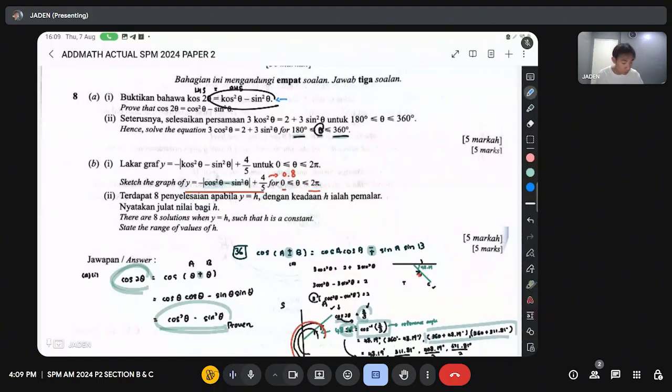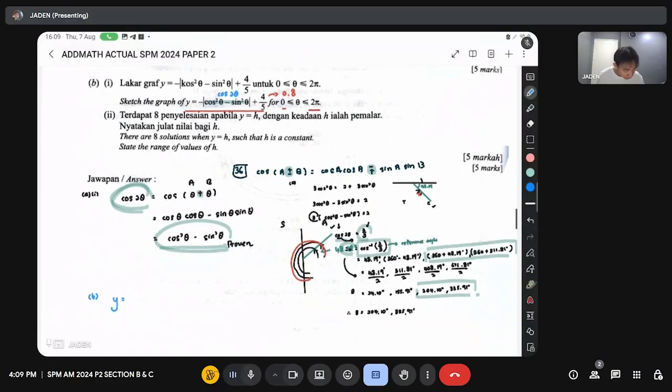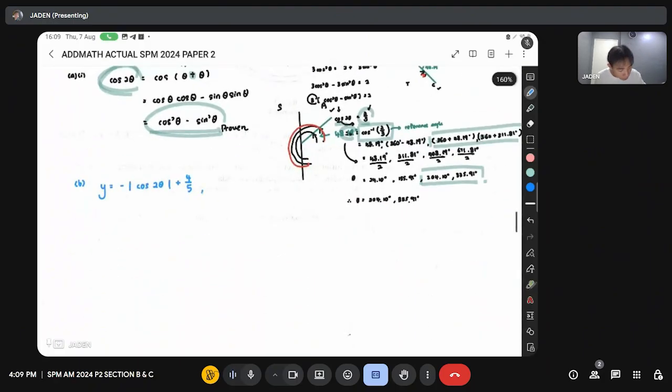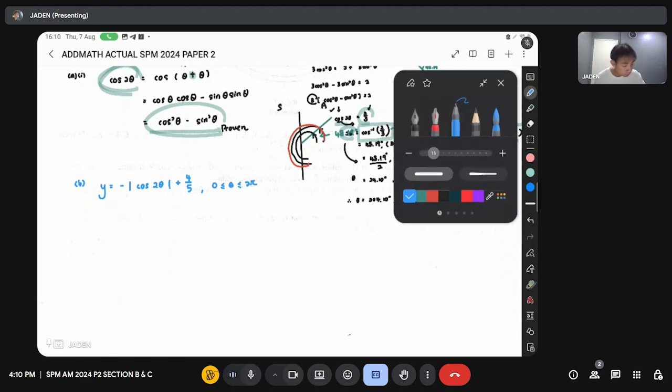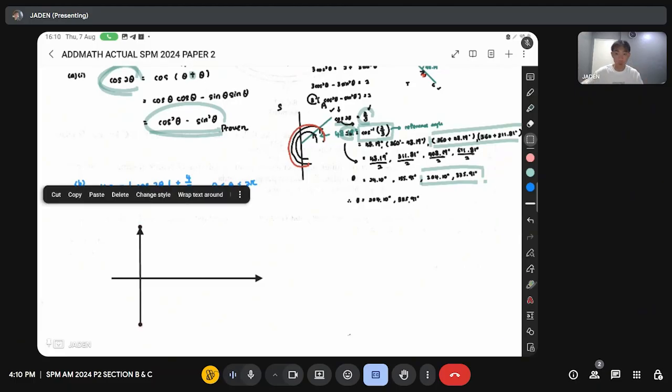So what the question wants is for you to sketch this, B: y equals negative modulus of cos 2 theta modulus, plus 4 over 5. All right, this is what you're going to sketch, and this is from 0 to 2 pi. Okay, so where do we start? Let's start with the x-axis and y-axis. I'm going to take you step by step on how I interpret the equation and where I start from.